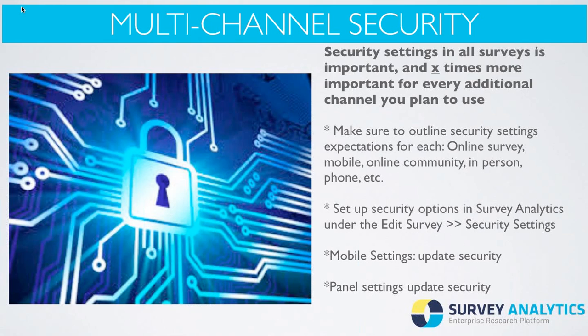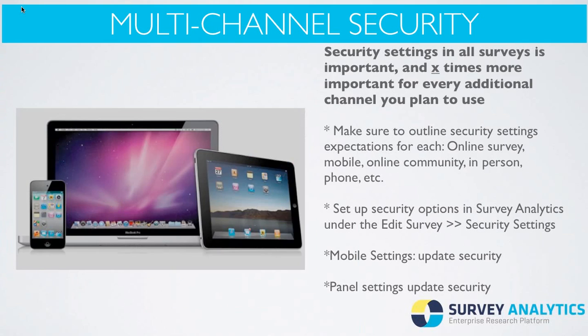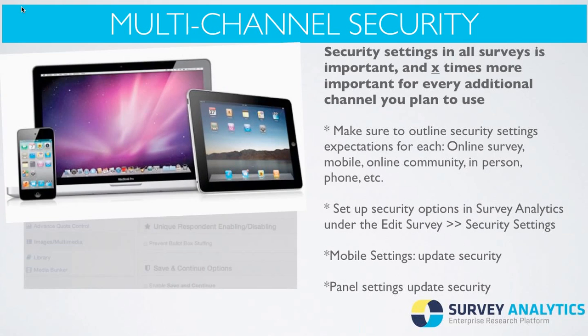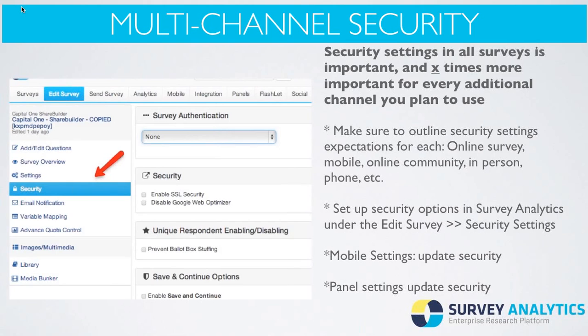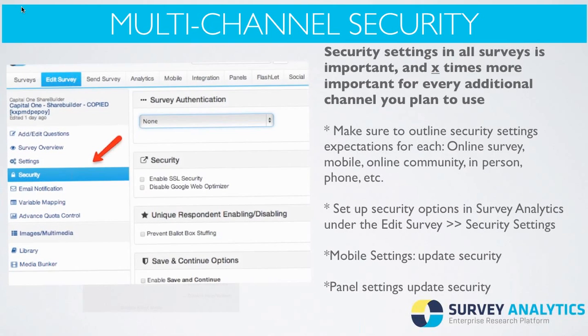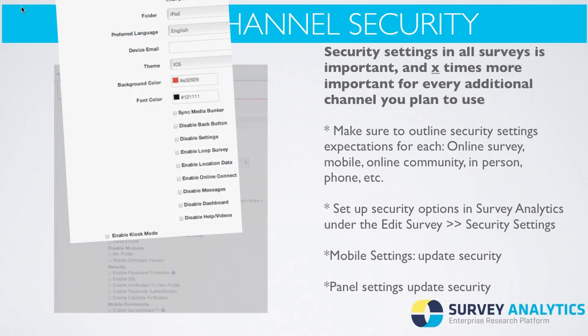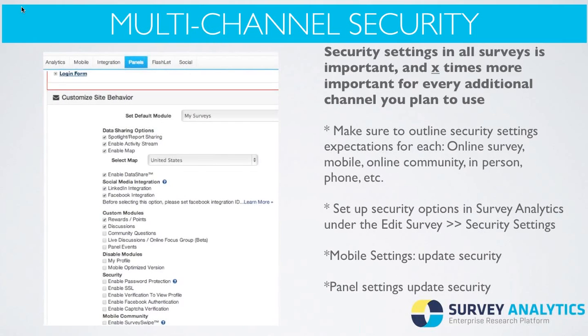It's important to also set up security options in Survey Analytics under Edit Survey and Survey Settings. And then for mobile settings, you just want to make sure to go into the Mobile tab and update the security. And then also in the panel, you can jump in and set up your security as well. So there are 3 different areas you'll need to consider when you are updating your security. Just make sure you hit up the settings for the online survey, mobile, and then panel. And here's a quick screenshot of the security available under the panel and the site behavior.